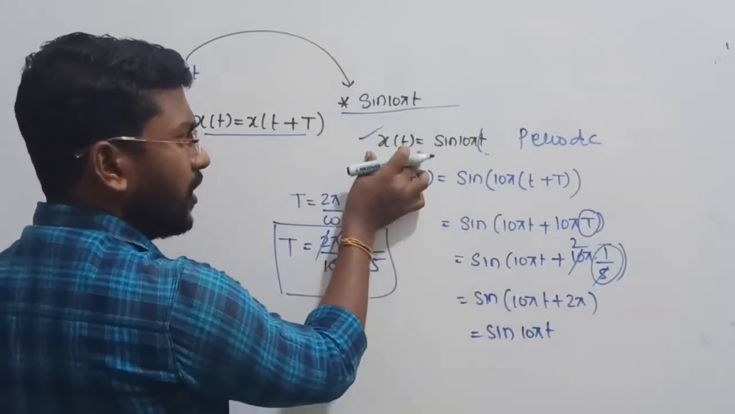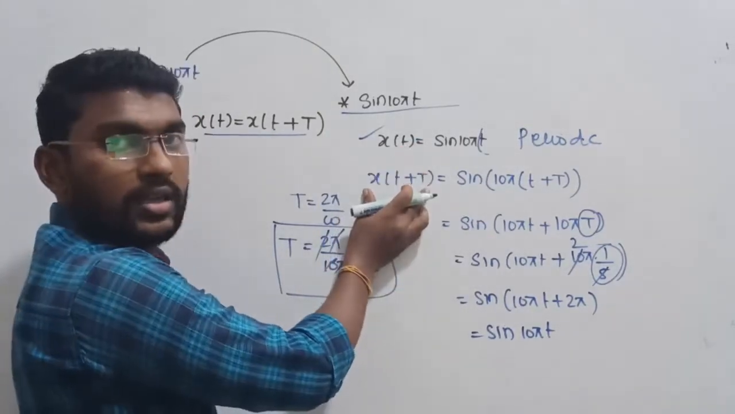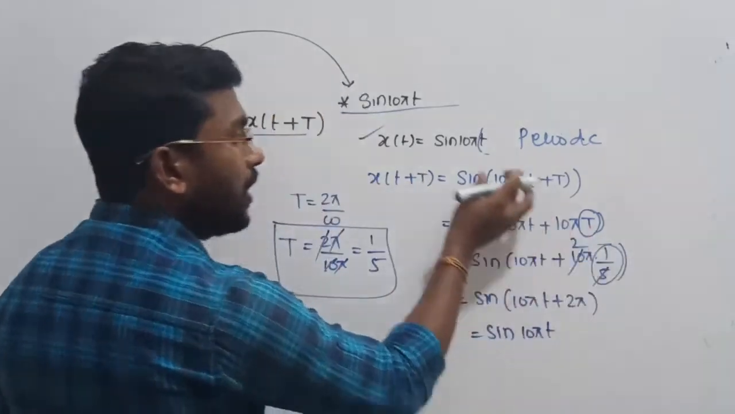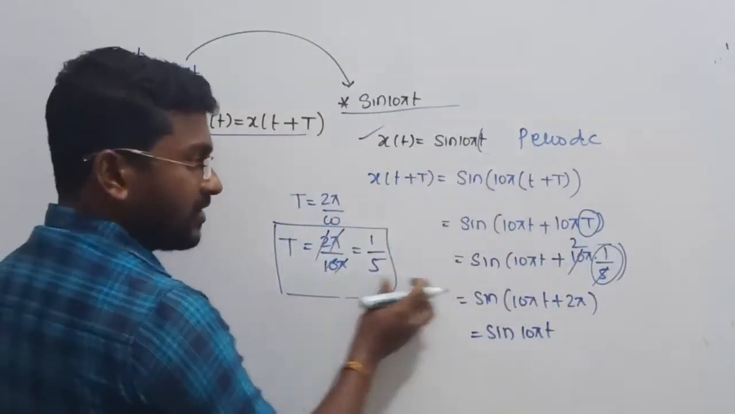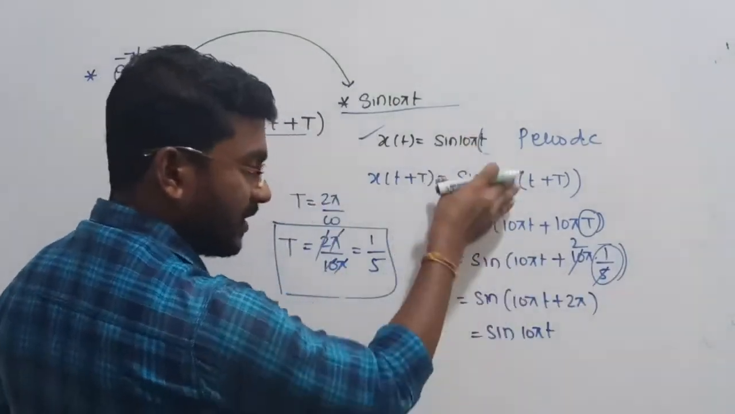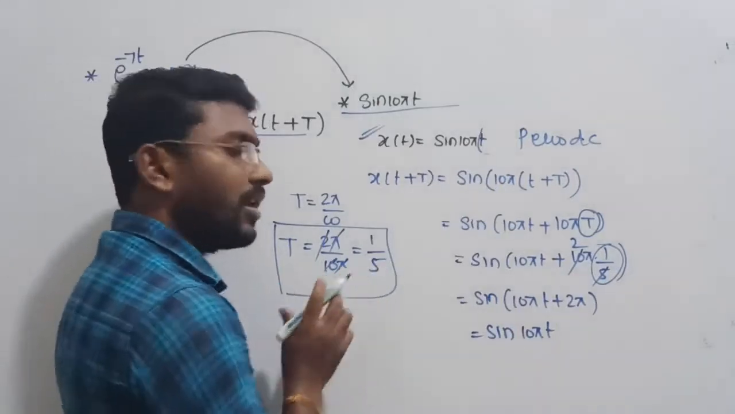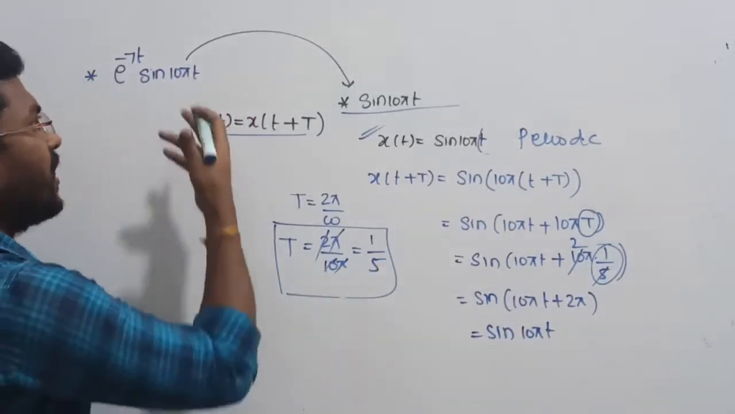So x of t is given, find out the value of x of t plus T. After finding x of t plus T, in the last step take the original signal, find out the value of the time period, substitute it, and check whether this condition is satisfied or not. If it is satisfied, yes, it is said to be periodic, with the fundamental time period of T equal to 1 by 5. Let us take our question, right?